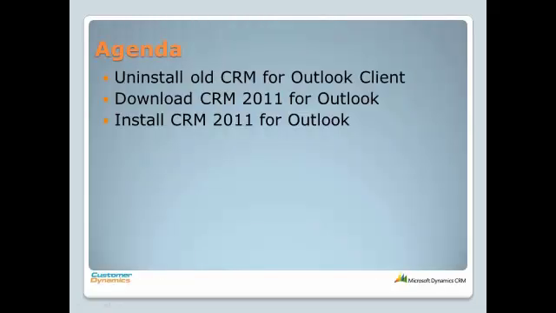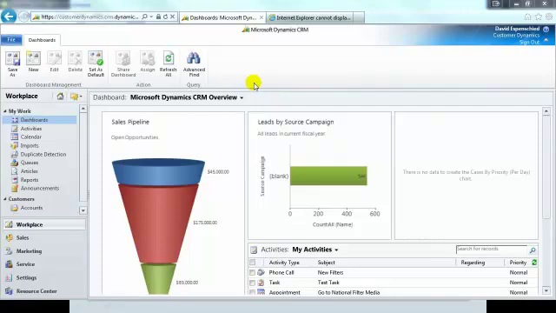We'll first review how to uninstall an old CRM for Outlook client, then we'll review how to download and install CRM 2011 for Outlook. The first step to installing CRM 2011 for Outlook is to uninstall any old CRM for Outlook clients. For example, in the past you may have been using CRM 4.0 and installed the CRM 4.0 for Outlook client. We'll need to get that uninstalled.